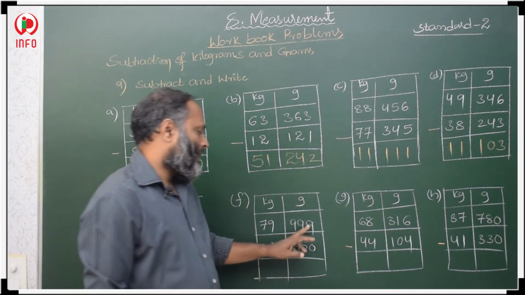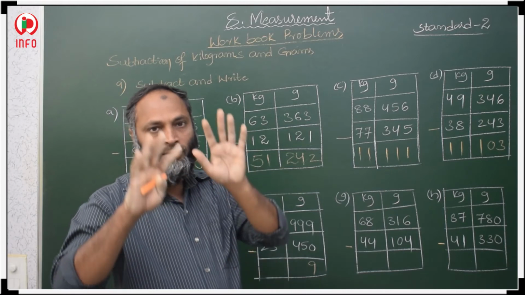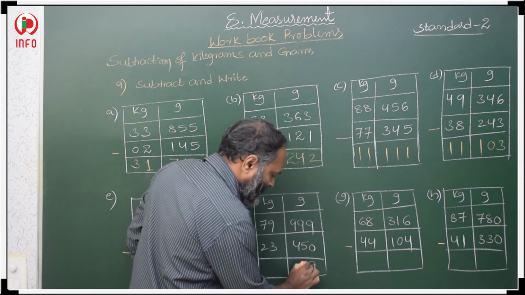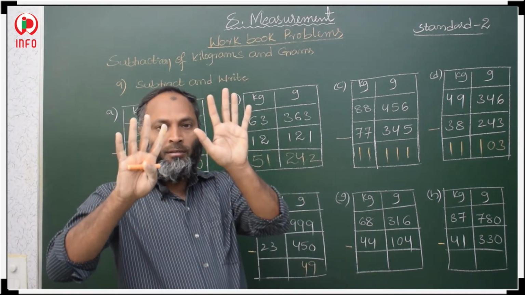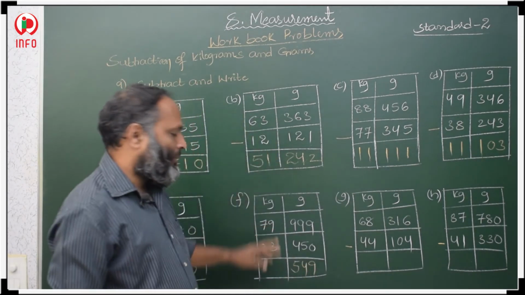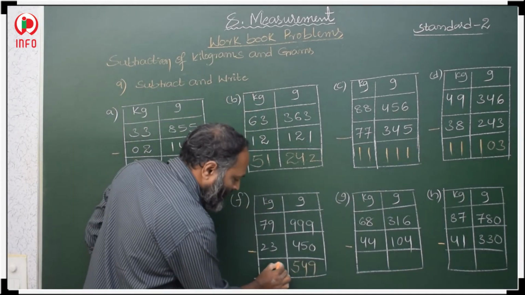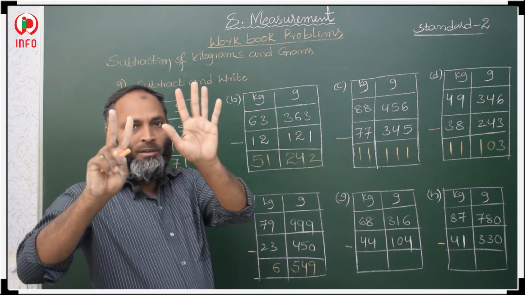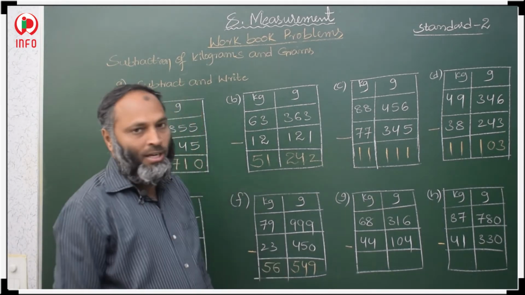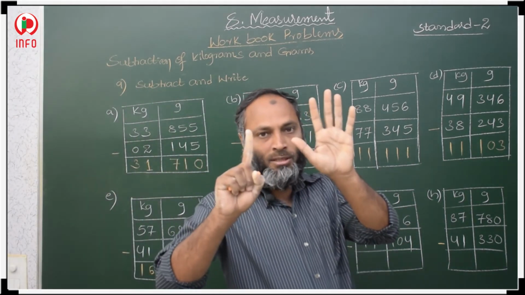Now, 9 minus 0, 9. 9 minus 5, 9 minus 5, 4. 9 minus 4, 5. 9 minus 3, 9 minus 3, 6. 7 minus 2, 7 minus 2, 5. 56 kgs, 549 grams.